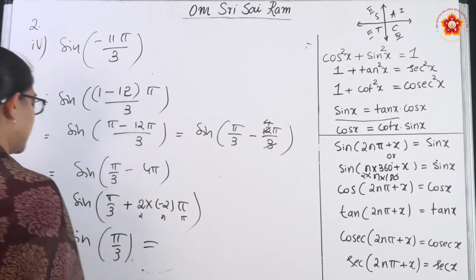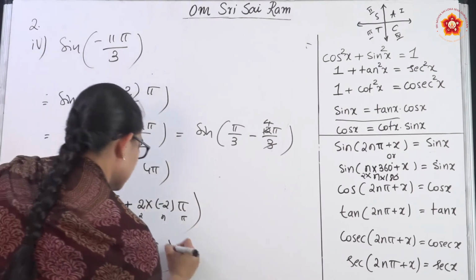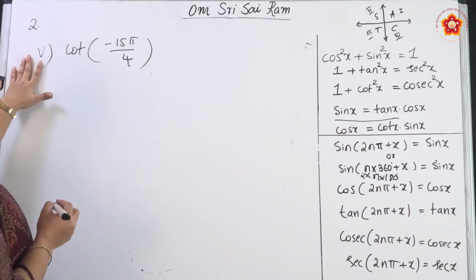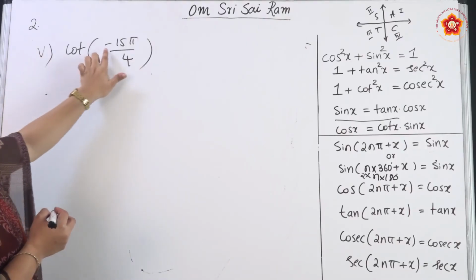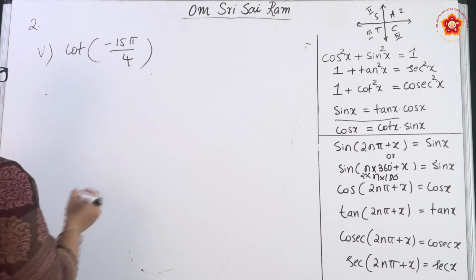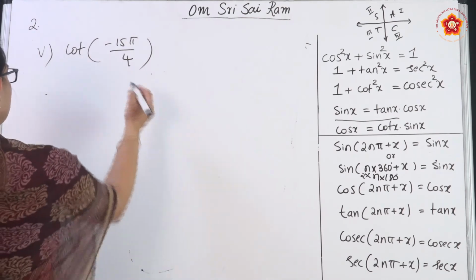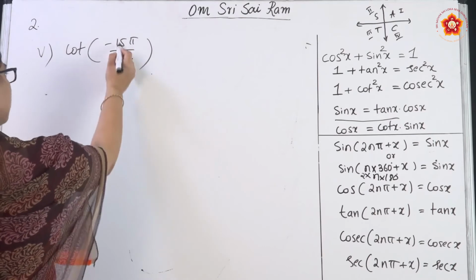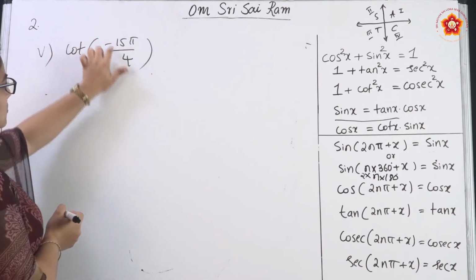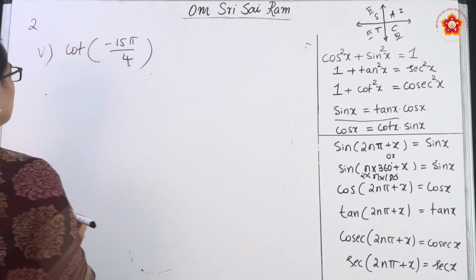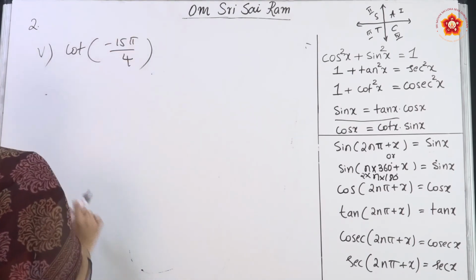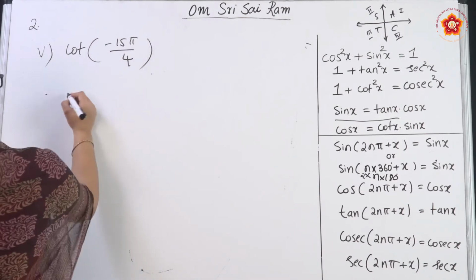So what is sine pi by 3? That is sine 60, that is root 3 by 2. We have our last problem, that is cot of minus 15 pi by 4. So what we have to do? Like the previous question, we have to find a number which is closer to 15 and must be divisible by 4. So we have 16, which is closer to 15 and which is divisible by 4. So let us use that.